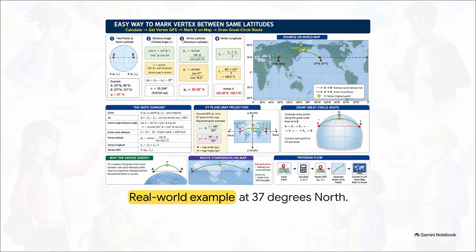Imagine point A and point B are both sitting right at 37 degrees north. Let's say point A is at 90 degrees east and point B is at 127 degrees east. They're on the exact same latitude line, right? And the longitude difference between them is 37 degrees. Well, following our symmetry rule, the longitude of our vertex is exactly halfway between 90 and 127, so that lands us cleanly at 108.5 degrees east.